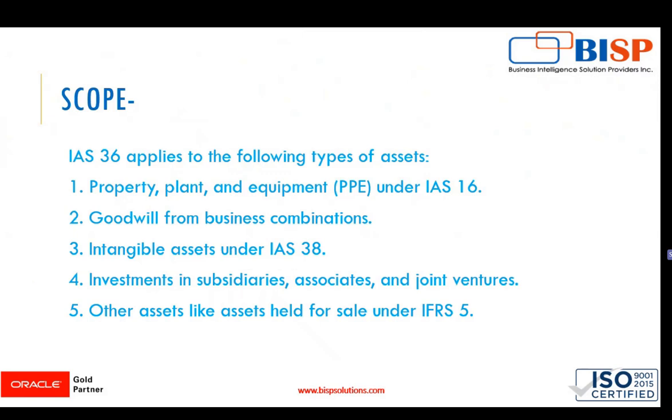Then, scope. IAS 36 applies to the following types of assets. It covers property, plant, equipment, which is PPE under IAS 16. Goodwill from business combination. Goodwill is the market value of the company. Then intangible assets under IAS 38, which consist of patents, trademarks, like this. Then investments in subsidiaries, associates, and joint ventures. Then other assets like assets held for sale under IFRS 5.